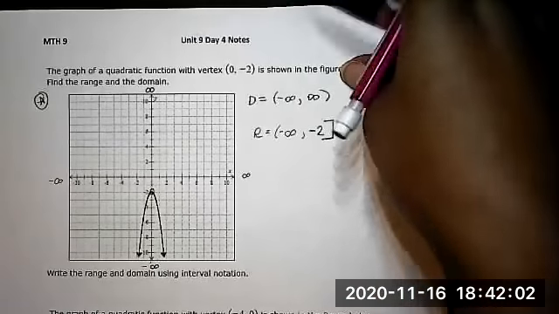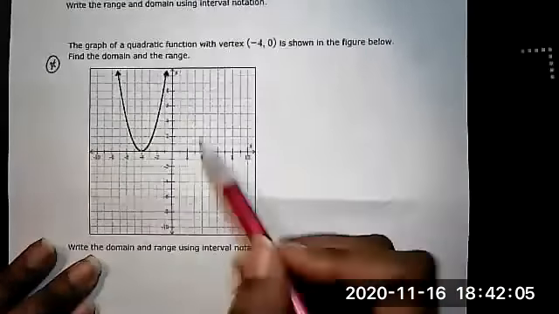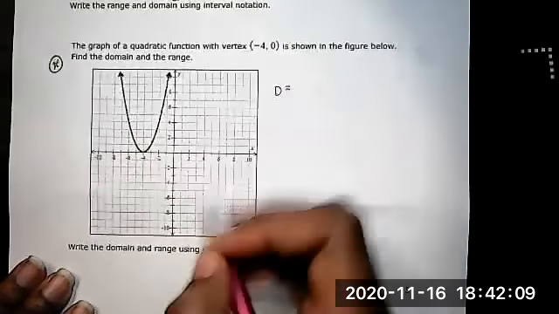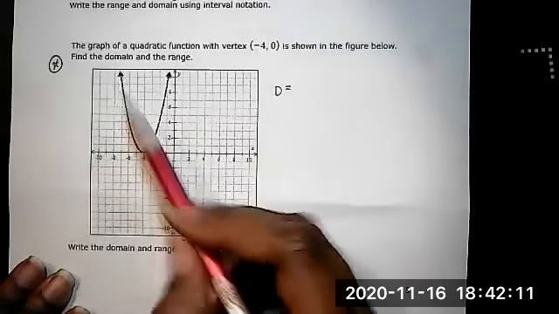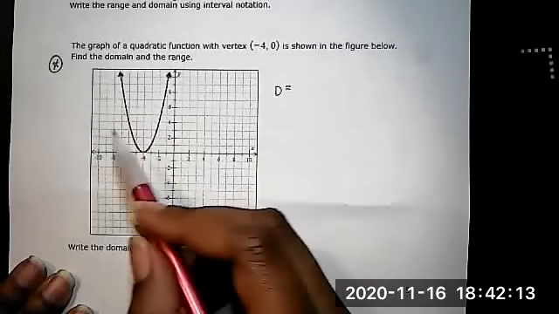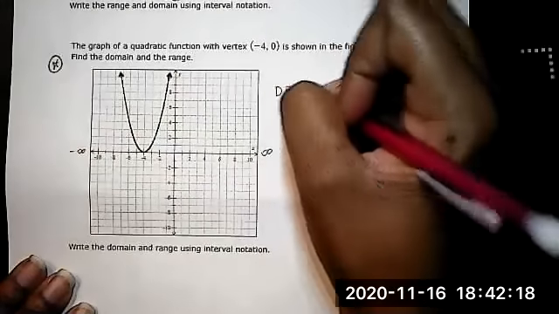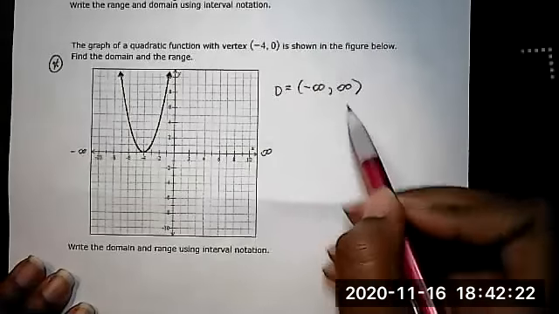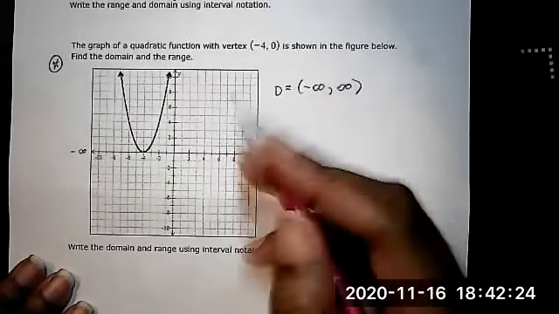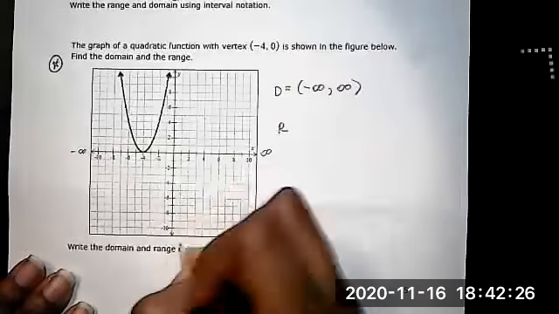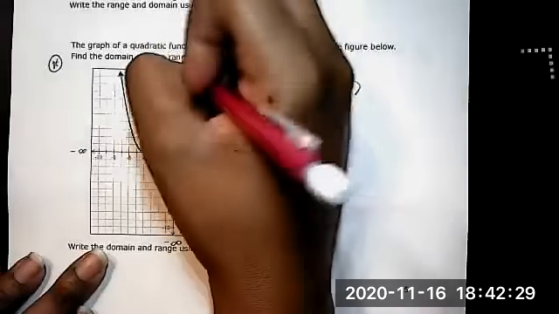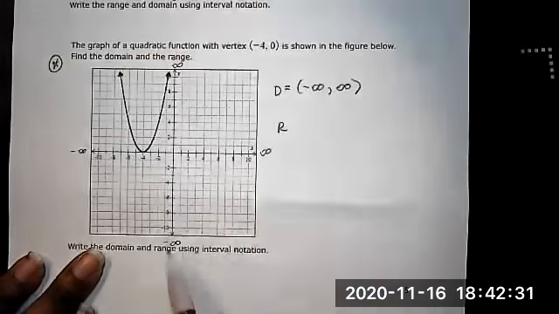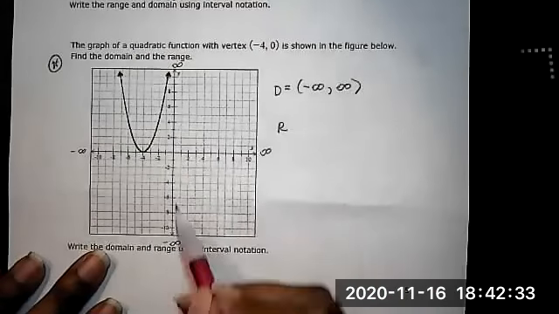Let's try the next one. What did I say? Domain and range. Domain is always, for a parabola, which this is, these are called parabolas, looking from -infinity to +infinity, all real numbers, which looks like this. All real numbers.